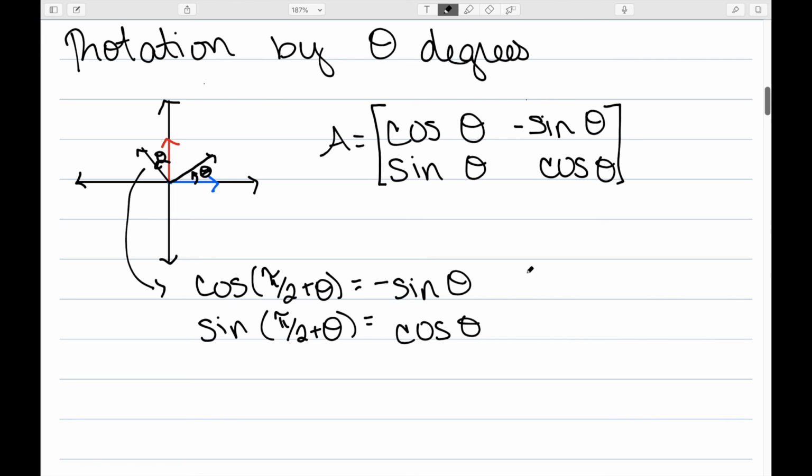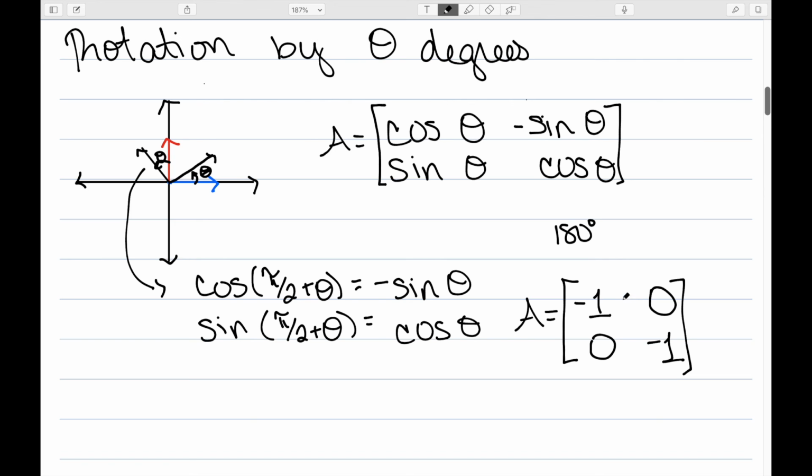And from here we can actually determine a lot. So if I want to rotate, for instance, 180 degrees, I could say cosine of 180 is negative 1, sine of 180 is 0, negative sine of 180 is 0, and cosine of 180 is negative 1. And now I would be able to rotate 180 degrees. And I can do this for any angle theta.